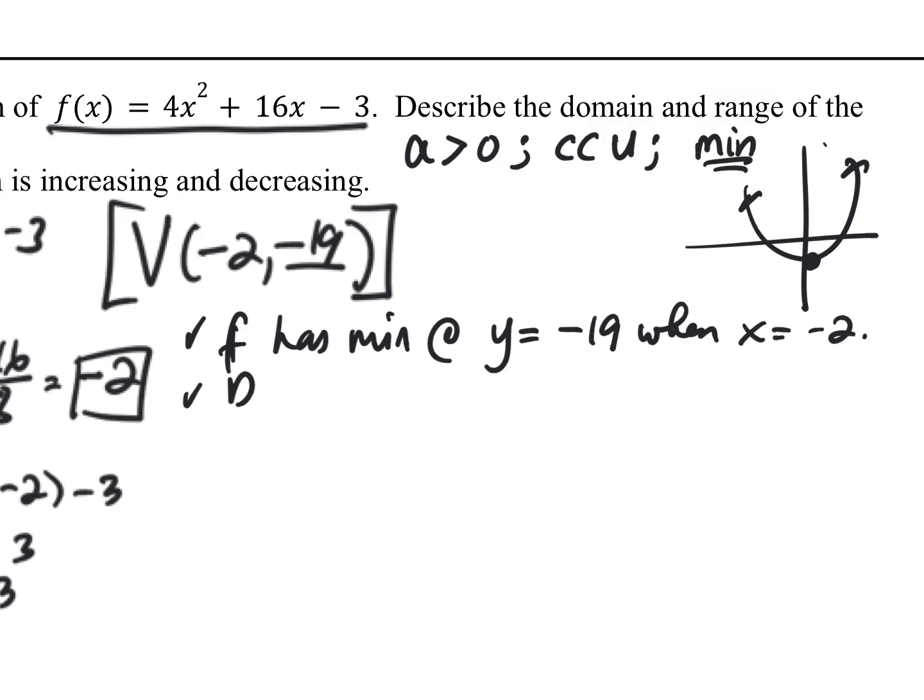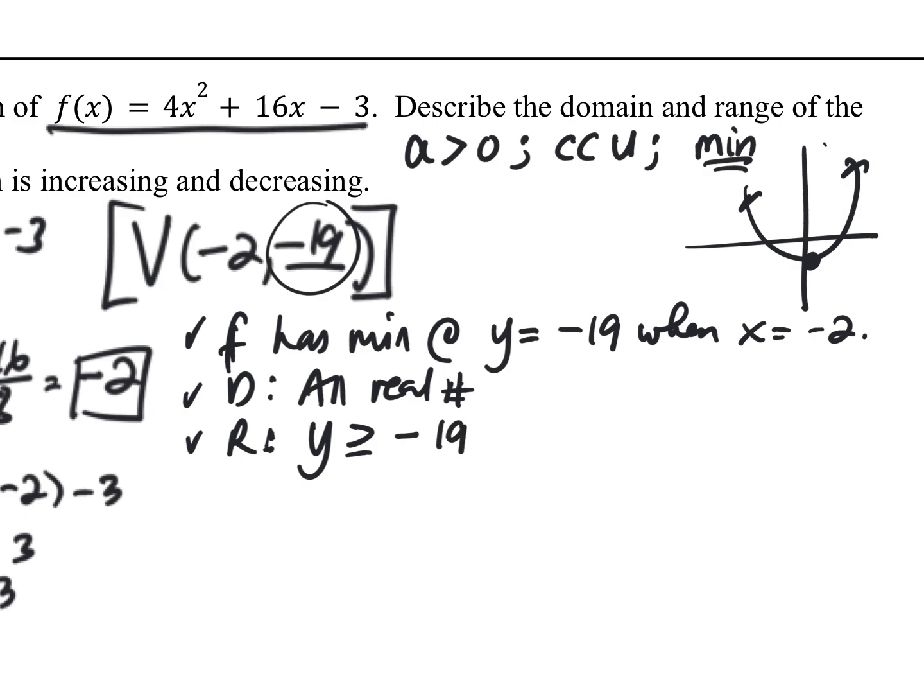Next, the domain. The domain is going to be all real numbers. And the range, the lowest that we can get in here, as the vertex is going to tell us, should be greater than or equal to negative 19. So y is going to be greater than or equal to negative 19 because it's going to be opening up. So let's say this is your negative 19 in there, and it's going to be going up to positive infinity.